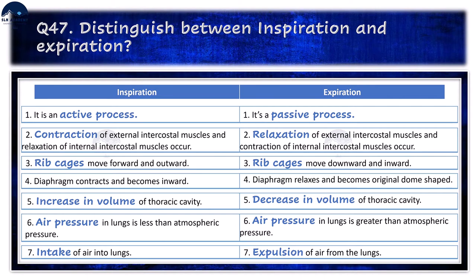Rib cages move forward and outward in inspiration. Rib cages move downward and inward in expiration. Diaphragm contracts and becomes flattened in inspiration. Diaphragm relaxes and becomes original dome shaped in expiration. In inspiration, there is an increase in volume of thoracic cavity. In expiration, there is decrease in volume of thoracic cavity.